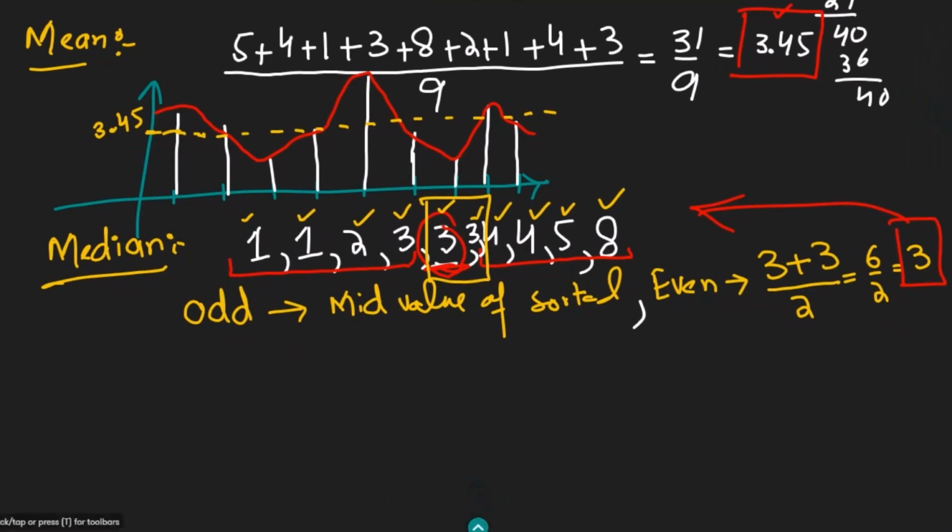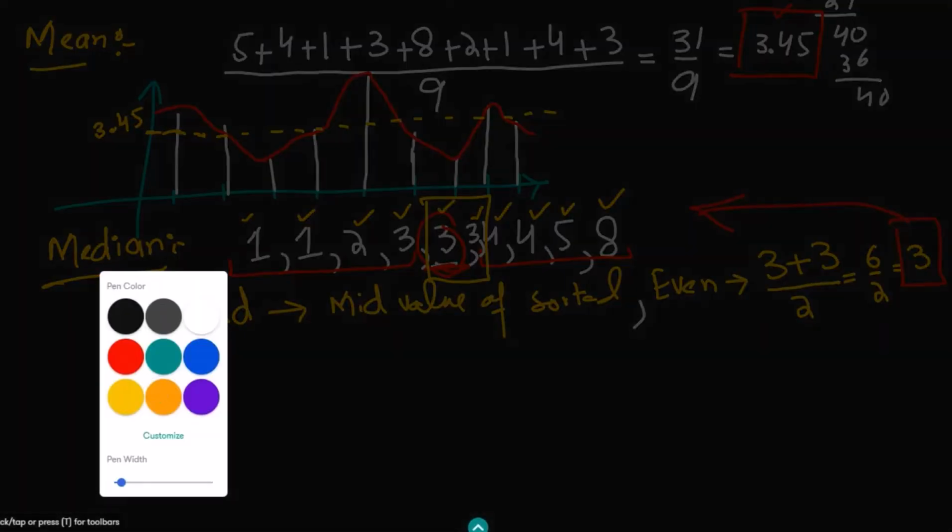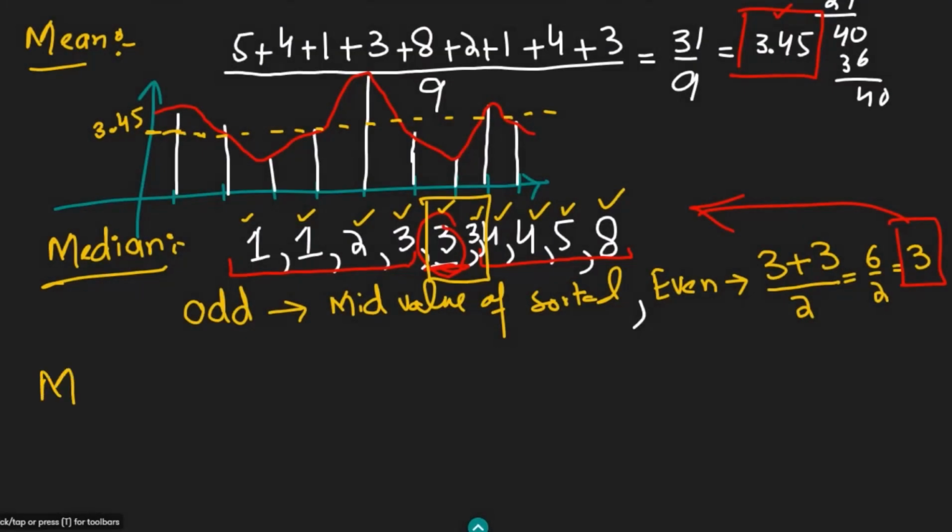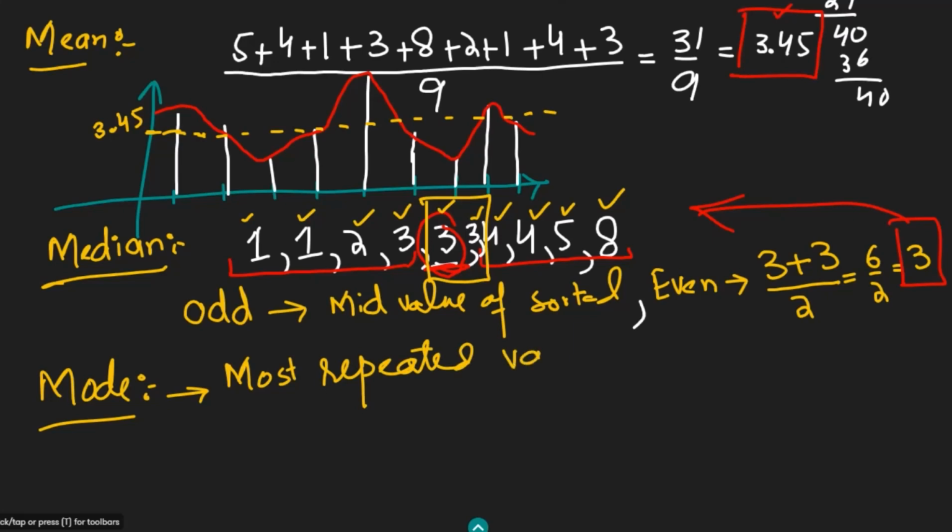So in order to find the mode of a number, what do I have to do? Mode of a data is the most repeated value or data point. So what is the most repeated data point?